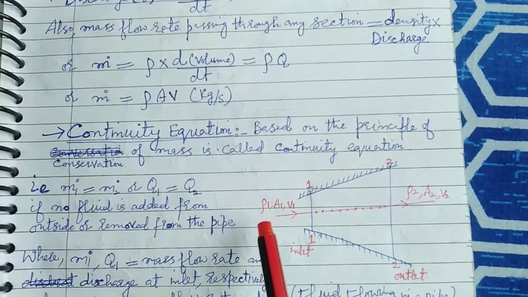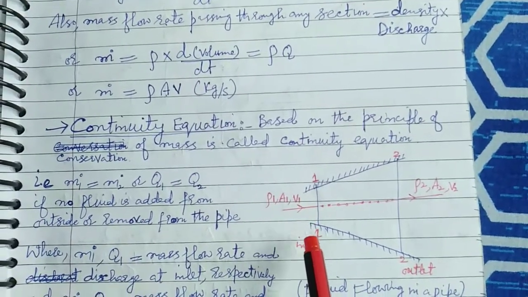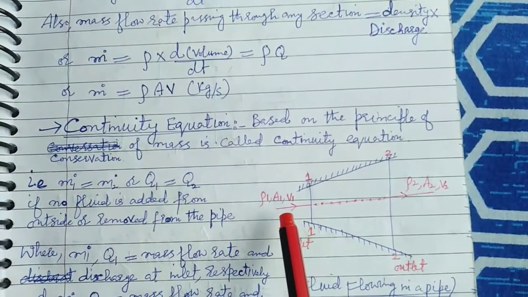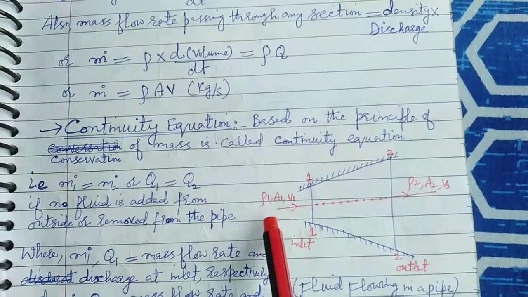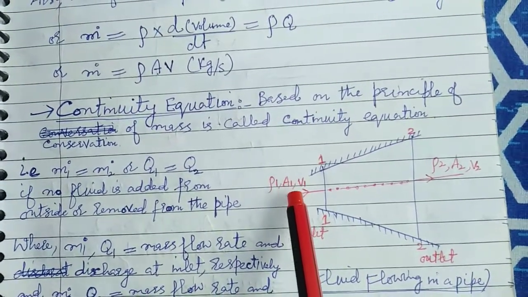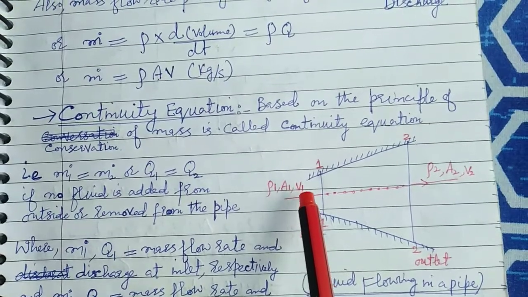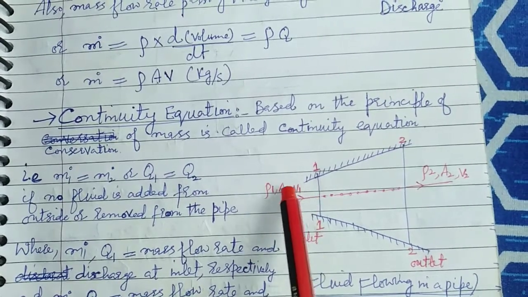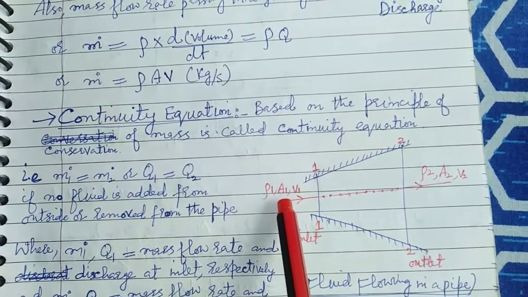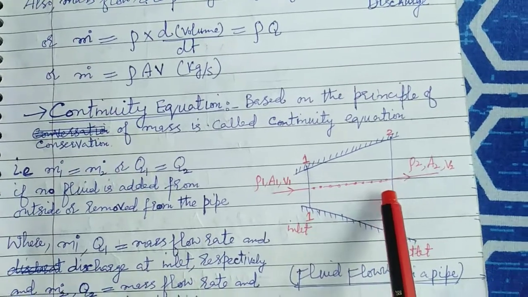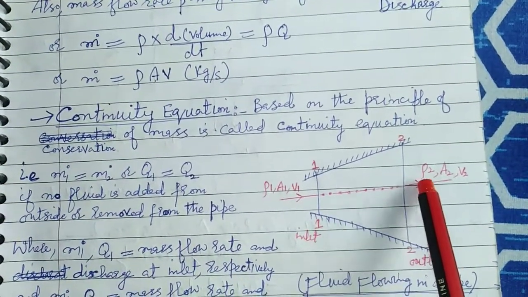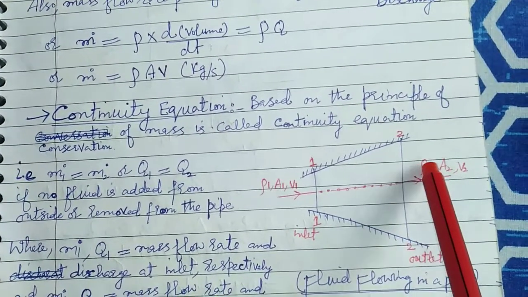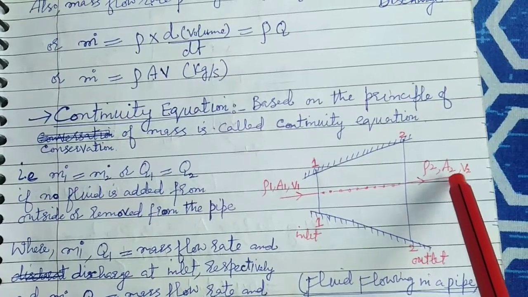Suppose 1 represents the inlet of this pipe, and 2 represents the outlet of the pipe. Rho 1, A1, and V1 are the density, the area of cross section, and the velocity of the fluid at inlet. These are the three parameters of the fluid when it enters at the inlet. Similarly, rho 2, A2, and V2 represent the corresponding values of density, area of cross section, and velocity of the fluid at outlet.